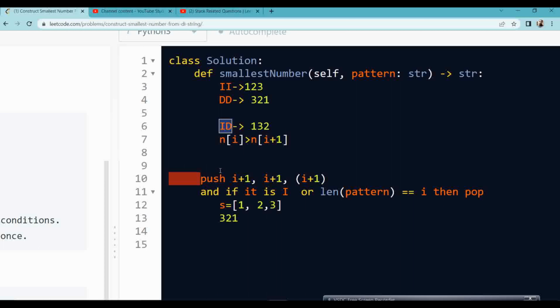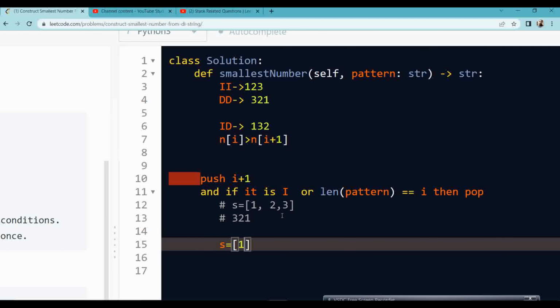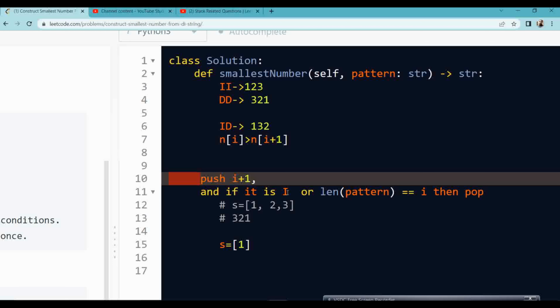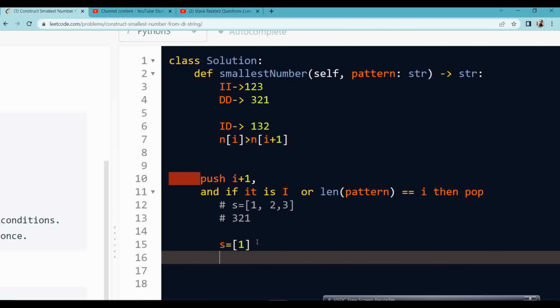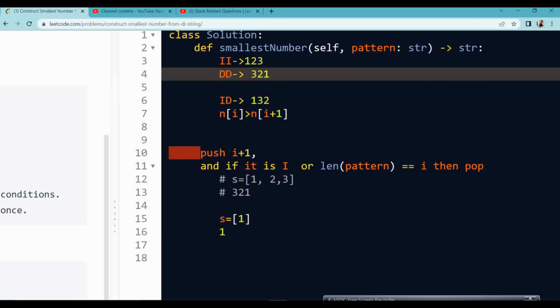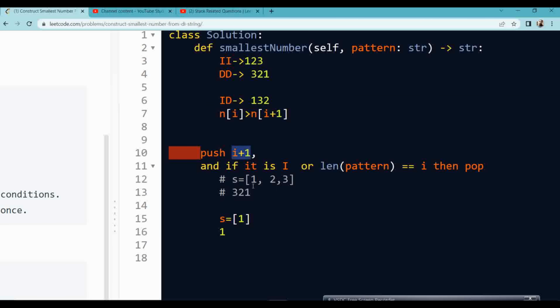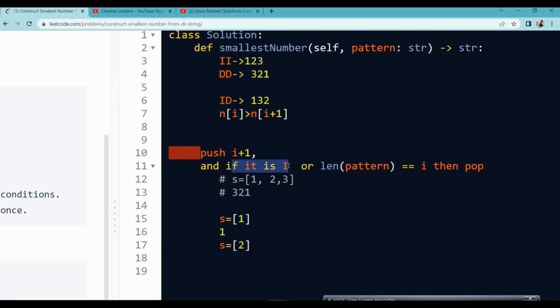If I have ID, now in our stack I need to push 1, and it is also not I, and length is also not equal. If it is I, then I will pop it out, that is 1. Now I will again go here, that is D. Now I will again push i plus 1. Now our stack will hold 2. Is it equal to I? No. Is length of pattern equal to i? No.